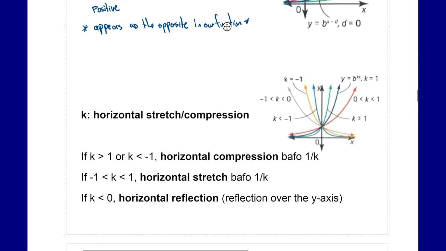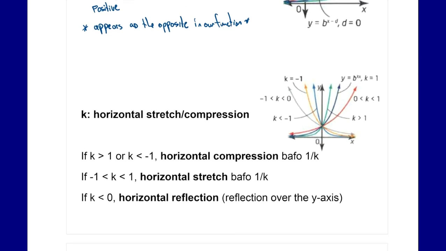For K, the horizontal stretch or compression, again, similar to the other K values we looked at, if K is greater than 1 or less than -1, so not a whole number, so to speak, but a number that is 1 point something and larger, that means it's a compression by a factor of 1 over K. So we still have to do that 1 over K to determine what it's going to be. In our equation, we might see it as a whole number, but that means it is a compression.